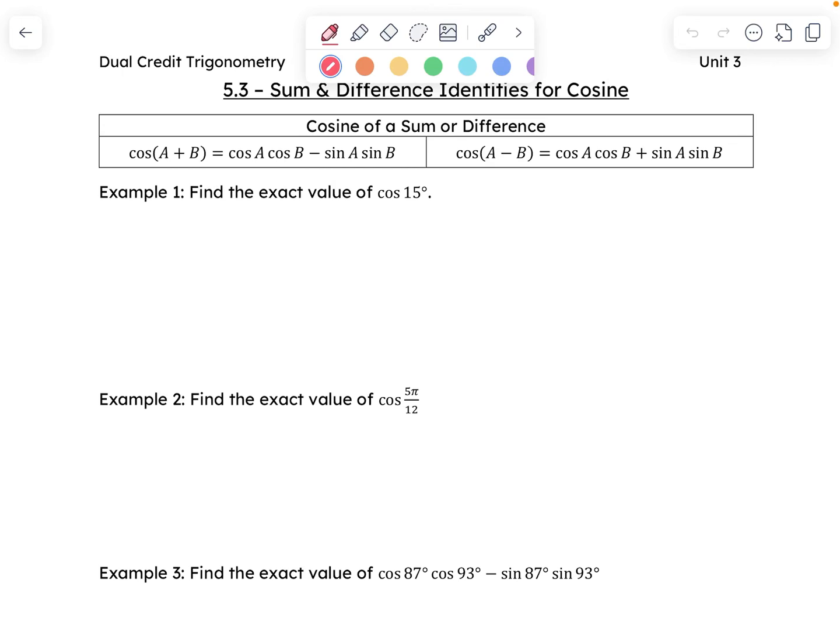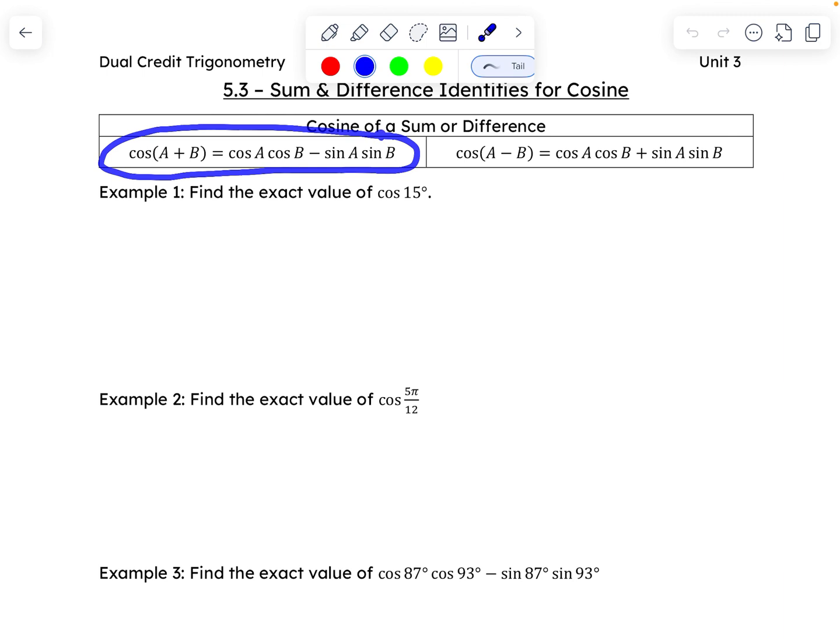Hey guys, today we're looking at 5.3, which is going to talk about our sum and difference identities for cosine. So, sum means adding, difference means subtracting. And so, if we're looking at our sum identity, that means I have the cosine of A plus B, so two different angles that I'm adding together.